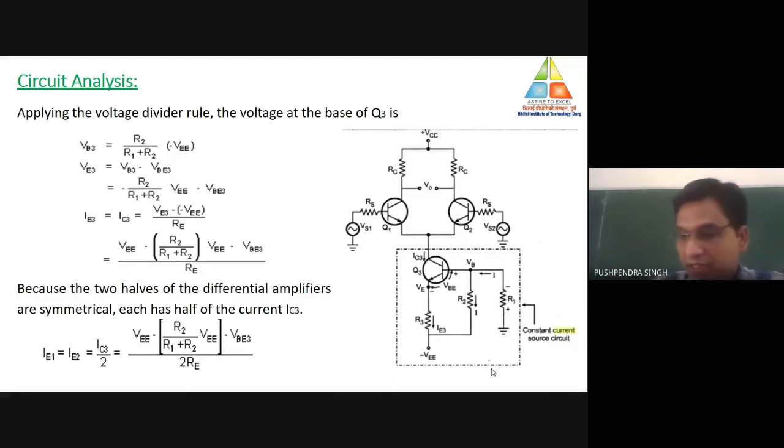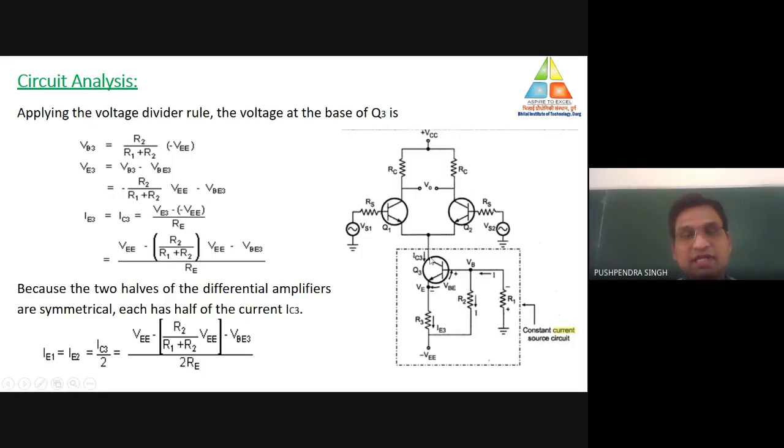So from there, what is VE3? It is minus R2 divided by R1 plus R2, V minus VBE3. So from there we have already calculated the value of IE3. IE3 is VE minus that particular term. So we have calculated the value of IE3, and IE3 is nothing but the value of IC3.